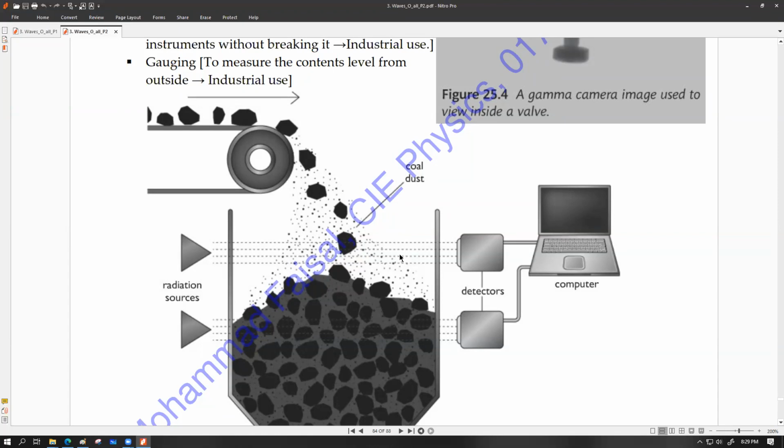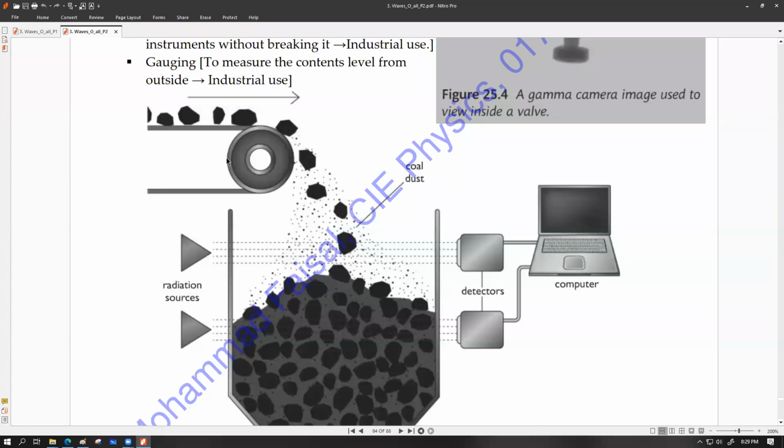So this will be an automatic system. This computer will be able to decide should we speed it up or should we slow it down, depending on how much count rate it receives from these detectors. So this will not be manually operated. This will be an automated process. So if you need more coal, it will speed up. This computer will order the motor running this conveyor belt to speed up, and vice versa.